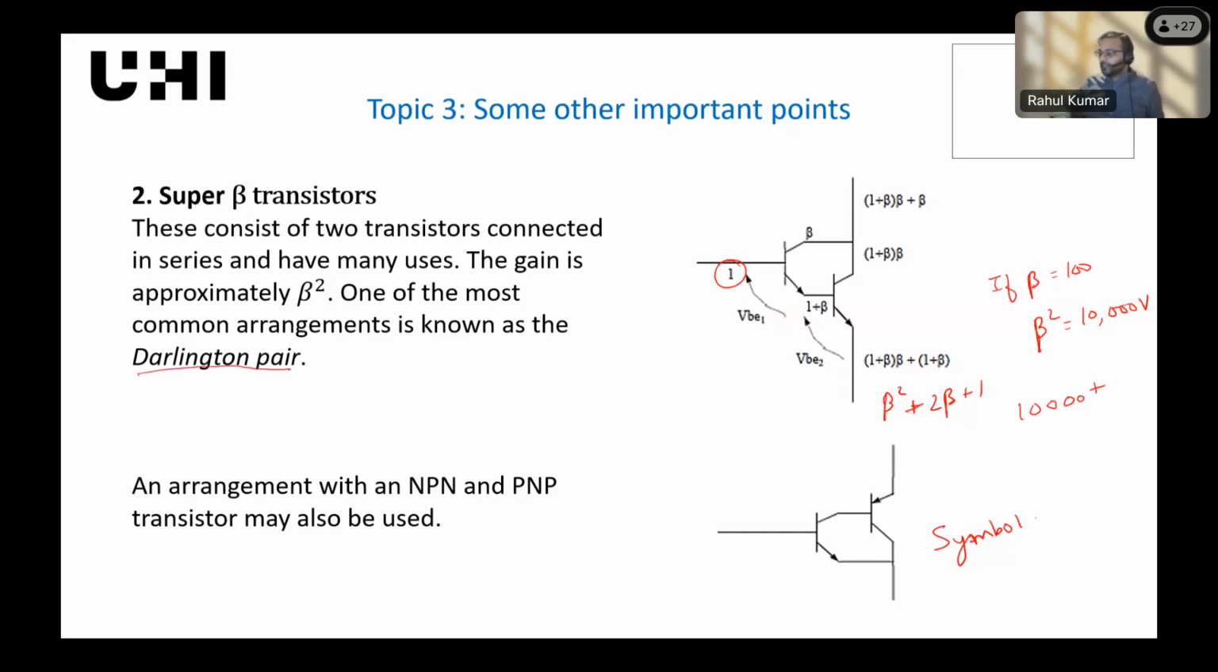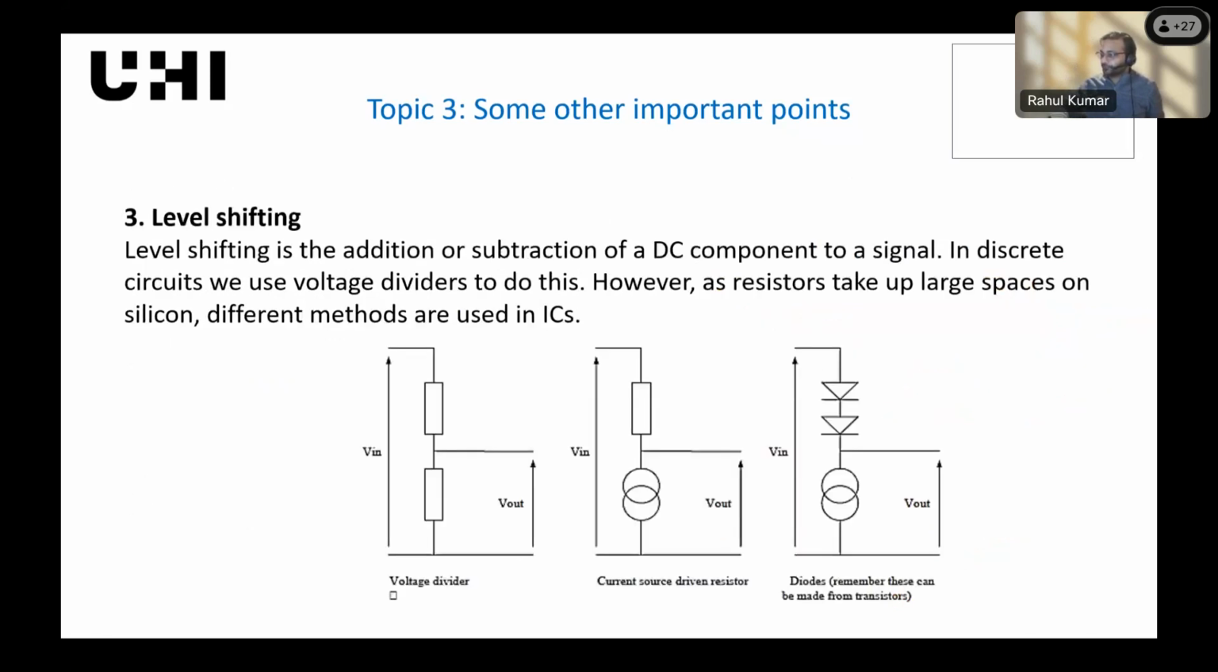Right? So it has 3 terminals. In comparison, quite similar to the normal transistor, but they are slightly bigger. The next thing is level shifting. So level shifting means adding or subtracting a DC component to a signal. Shift the level either up or down.